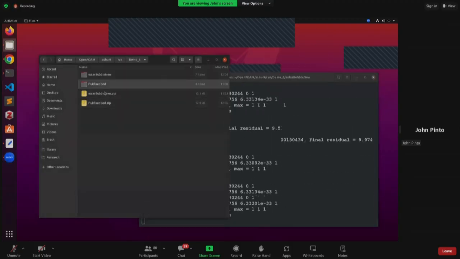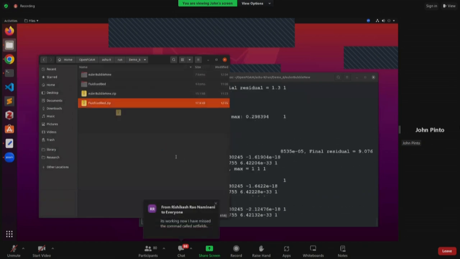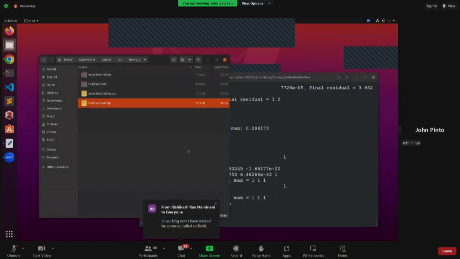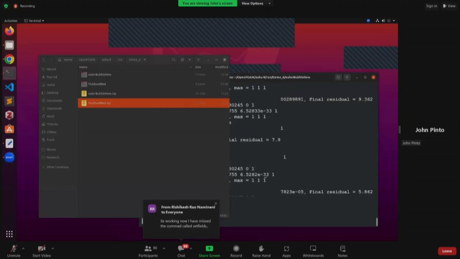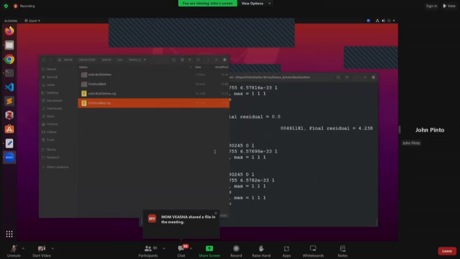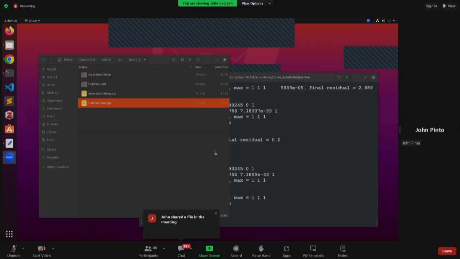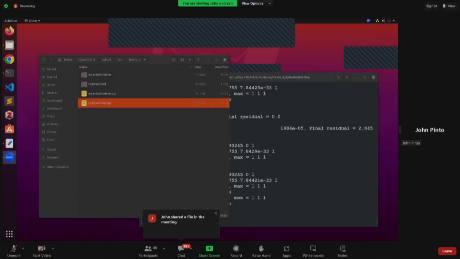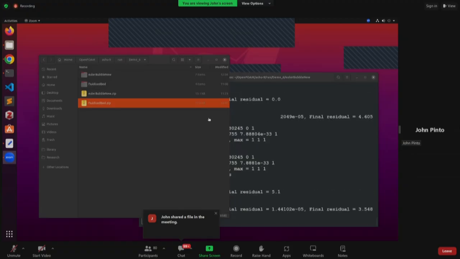Okay, so in the meantime, you all can download and extract this. I've just shared fluidizedbed.zip.